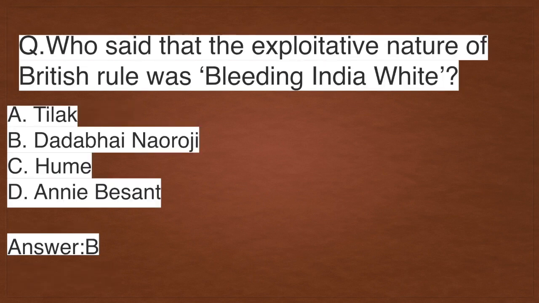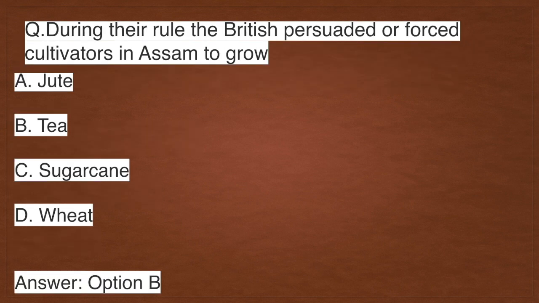Who said that the exploitative nature of British rule was bleeding India white? A, Tilak. B, Dadabhai Naoroji. C, Hume. D, Annie Besant. The correct answer is B, Dadabhai Naoroji. The phrase bleeding India white was written by Dadabhai Naoroji in his book Poverty and Un-British Rule in India. During their rule, the British persuaded or forced the cultivators in Assam to grow: A, jute; B, tea; C, sugarcane; D, wheat. The correct option is tea. The trade of tea was most profitable to the British. That is why they turned to force the cultivators to grow tea.